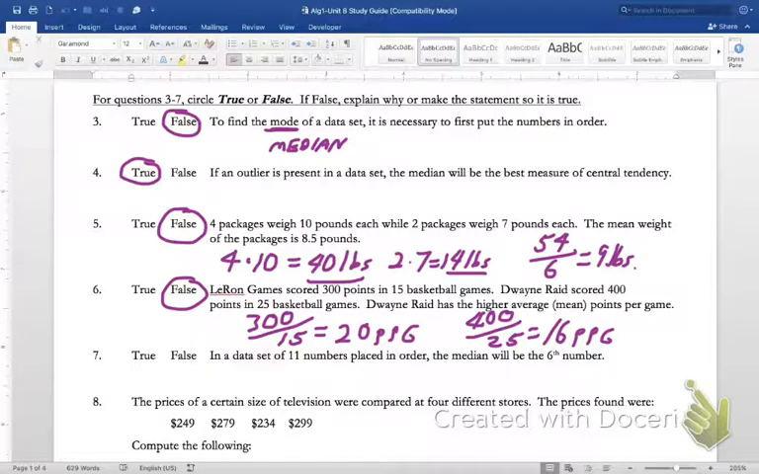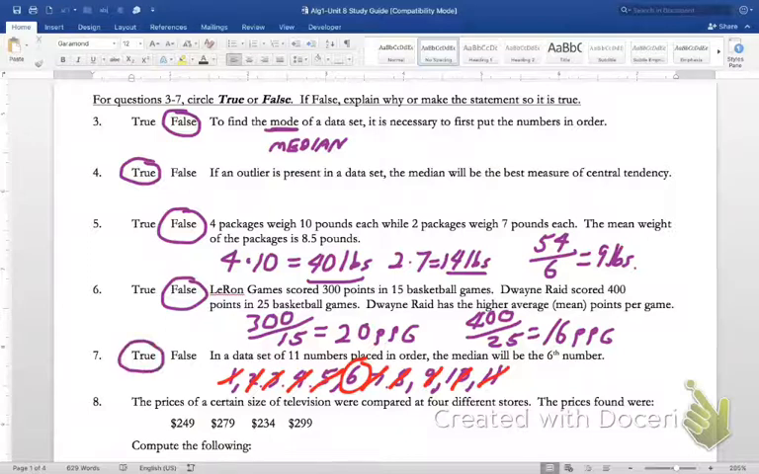And finally, number 7: in a data set of 11 numbers placed in order, the median will be the 6th number. Well, let's take a look at this. If we map it out, let's just list the numbers out to 11 to represent 11 pieces of data. And if we went through and crossed things off, this is one strategy to solve this. Aha! We see that the 6th number is indeed the middle.